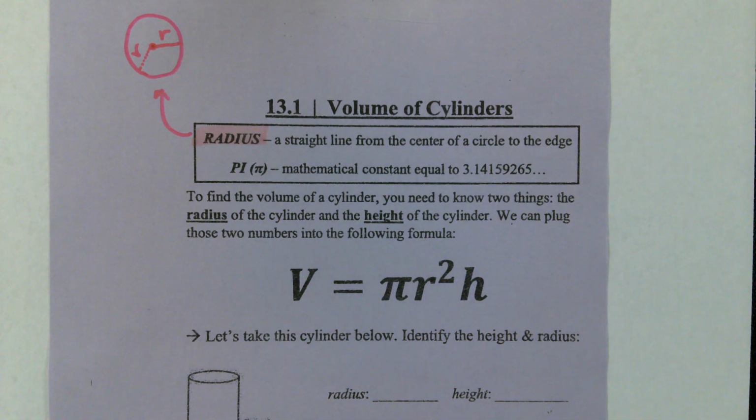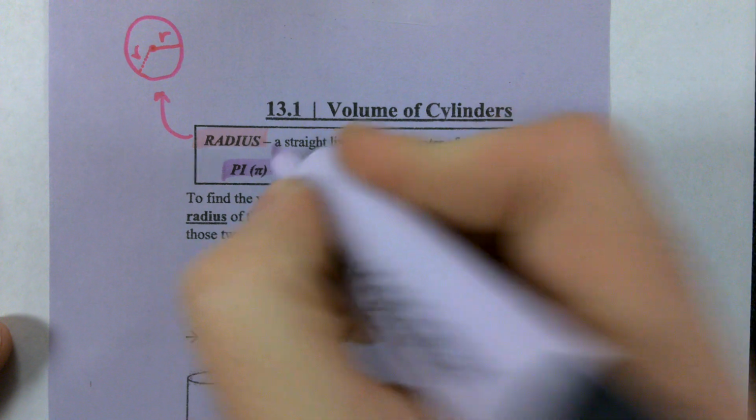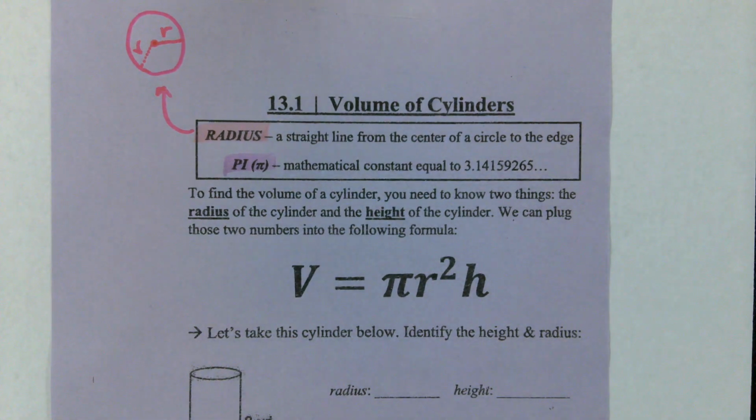Go ahead, Azalea. Pi, mathematical constant equals 3.1459265. Exactly. You see those dots going on forever. Would that mean that this is a rational number or an irrational number? Irrational. That's right. Pi is an irrational number.